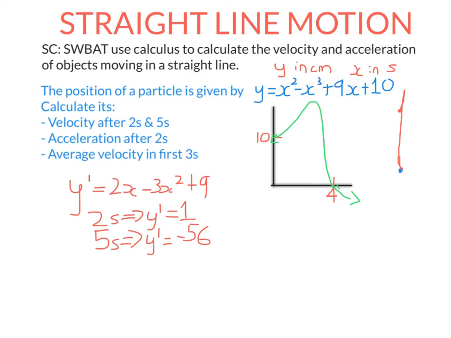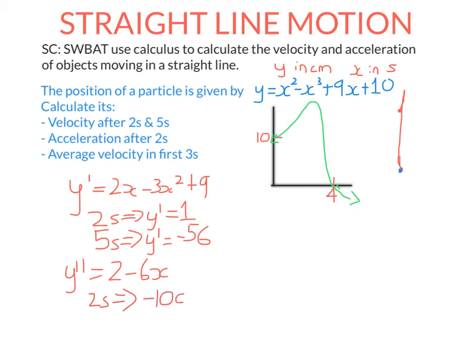So what about acceleration? Well, acceleration is actually just the second derivative. Acceleration is the derivative of the velocity. It's the change in velocity with respect to time. So to get the acceleration function, I just differentiate the velocity function. So I just get 2 minus 6x. If I want to know the acceleration after 2 seconds, all I do is substitute in x equals 2. If I substitute x equals 2 into here, I get minus 10.